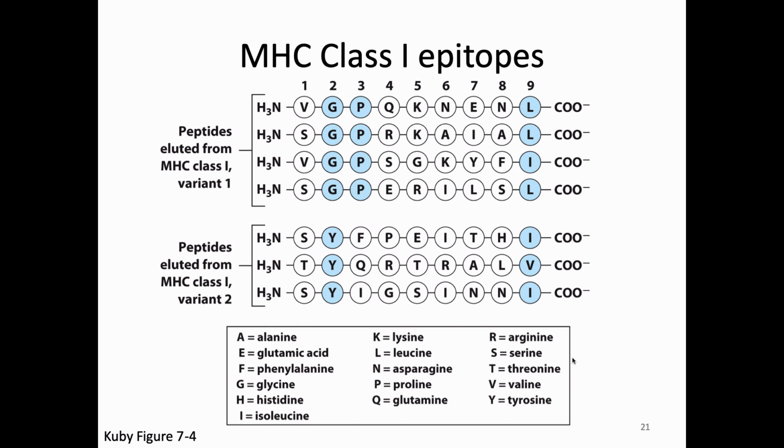When we look at variant 2, you can see it also has an anchor residue at position 2, but in this case, it's a tyrosine at position 2 instead of a glycine. We also have one at position 9. They could be at any position. 2 and 9 are kind of frequent, but they could be anywhere in that peptide. And so that's how we get the anchor residues.